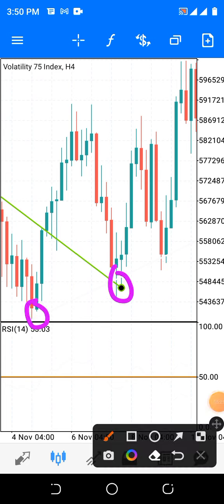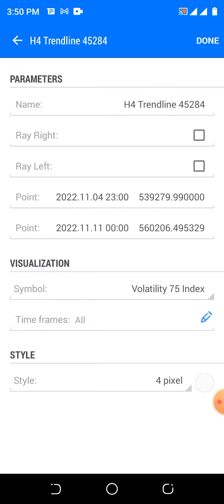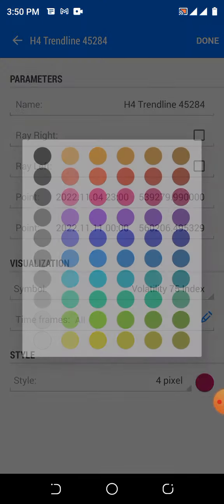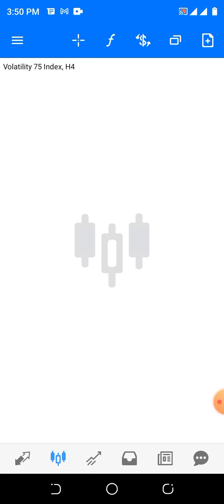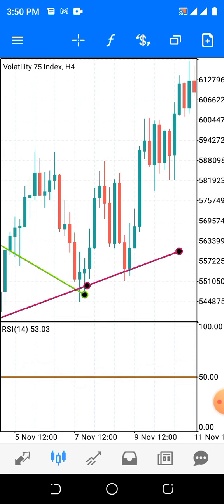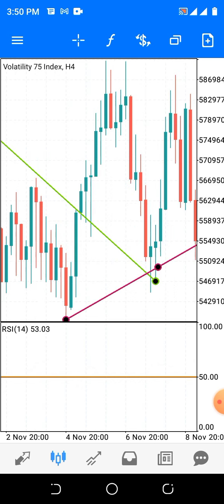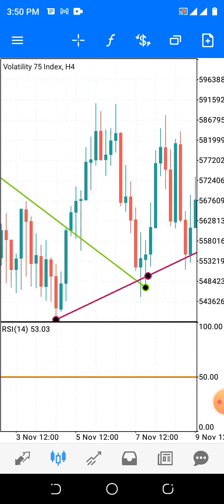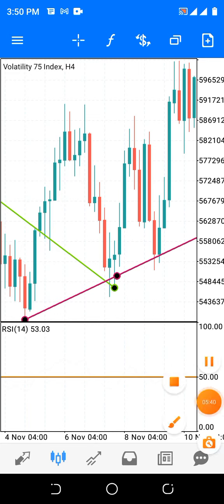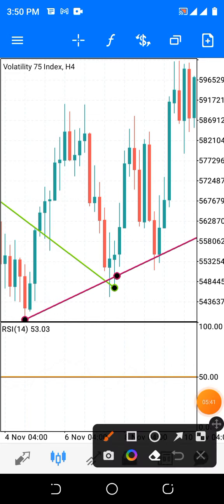You understand? So this is our trend line. We make use of this point, this point, and this point to draw our trend line. Now this is our first. Here is our first bullish entry. Do you understand?